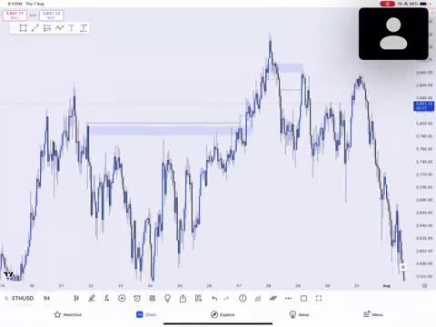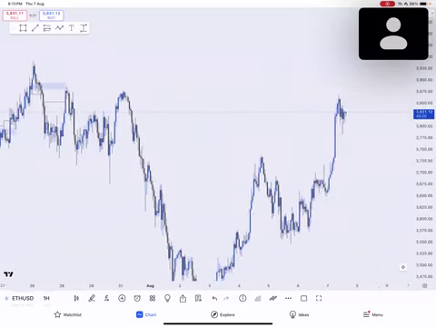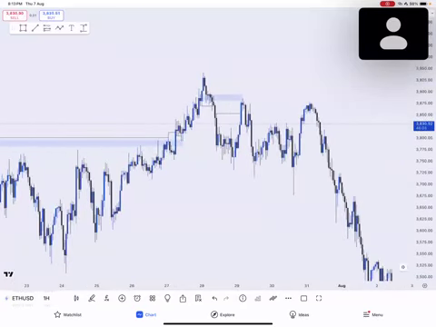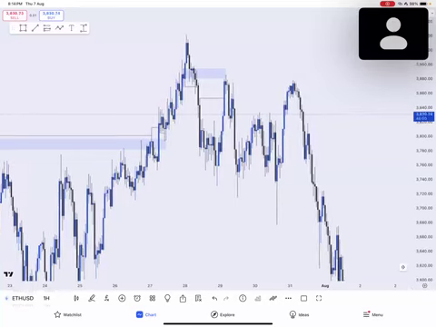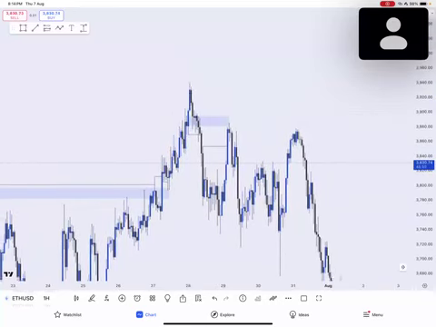So that is the concept of market structure shifts. Whenever you get a market structure shift, whichever trend that price is on is going to end, and the new trend will begin in the what? Opposite direction.